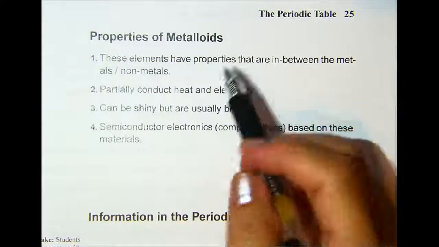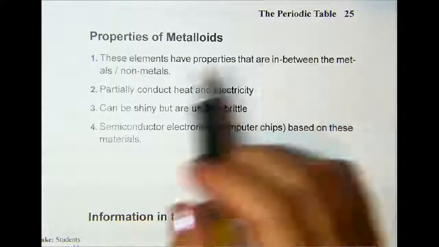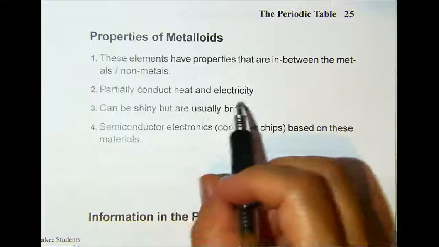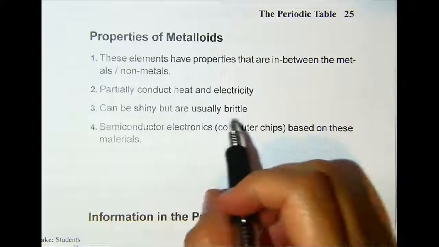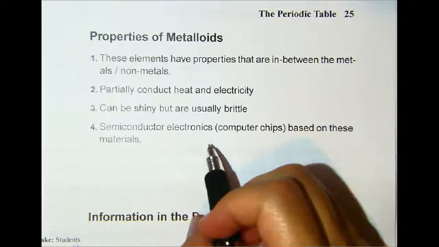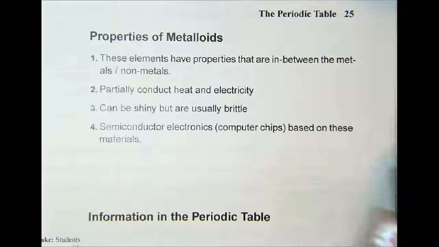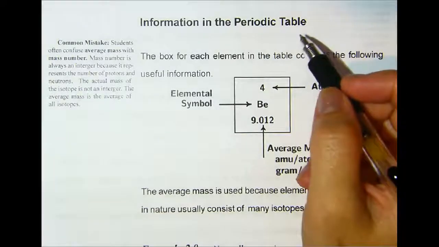Properties of metalloids: these elements have properties that are in between the metals and nonmetals. They partially conduct heat and electricity, can be shiny but are usually brittle, and are semiconductors for electronics like computer chips based on these materials. Information in the periodic table.